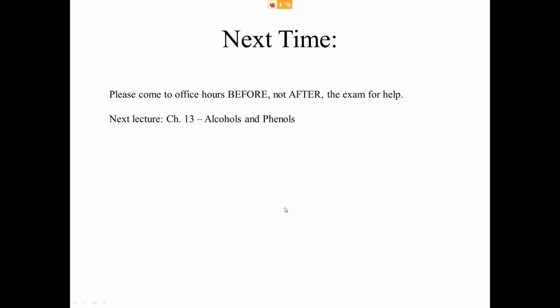Right? So next time we'll talk about alcohols and phenols. We're going to introduce a new element, right? All the things we learned so far, but we're going to introduce a new element, oxygen.